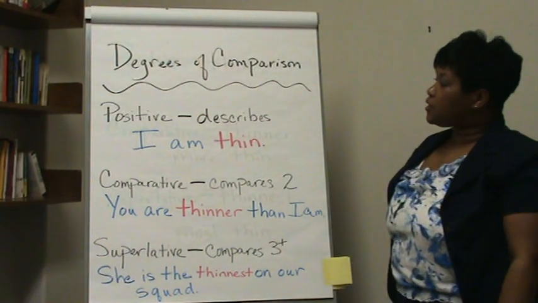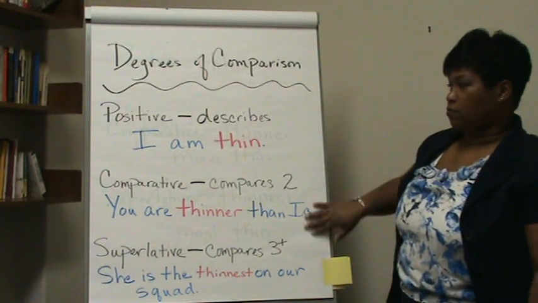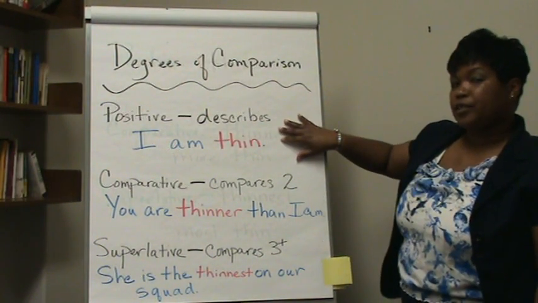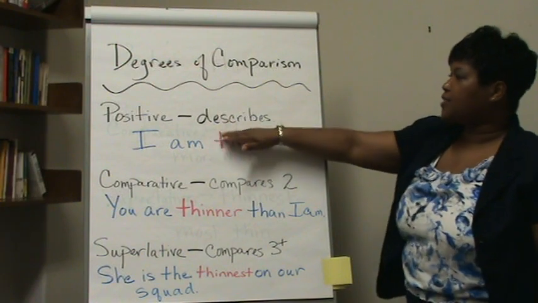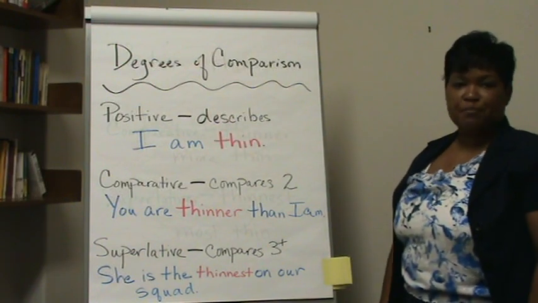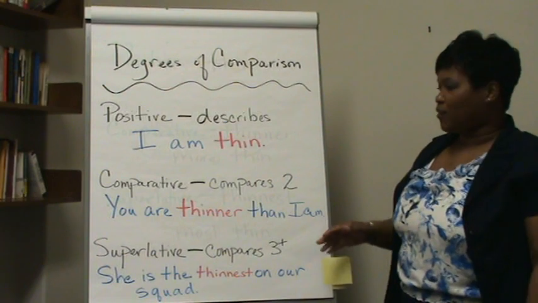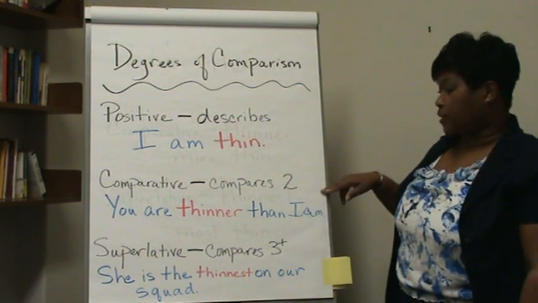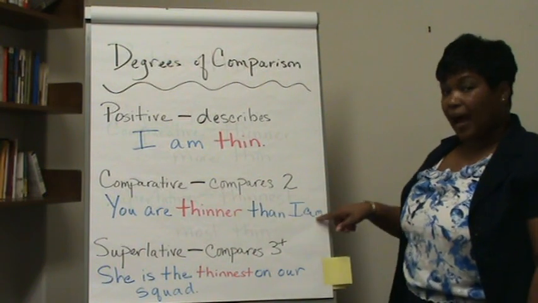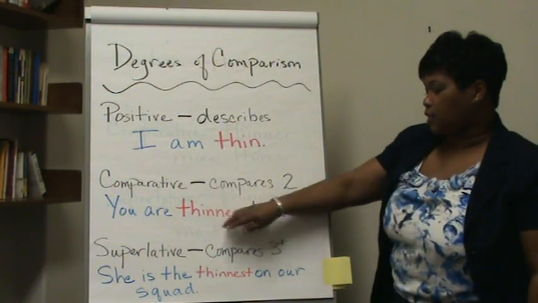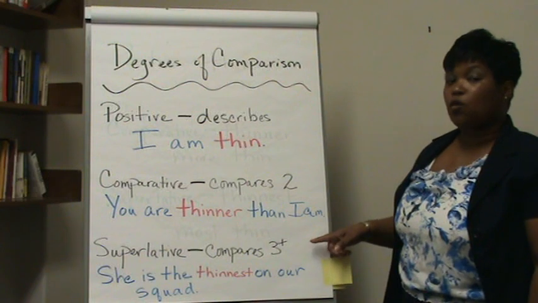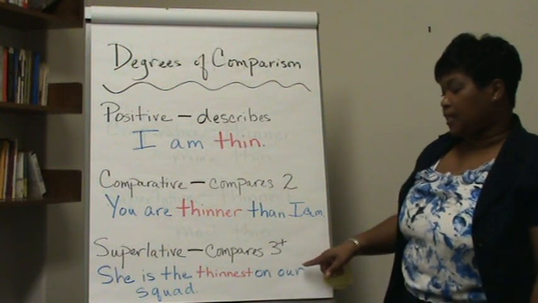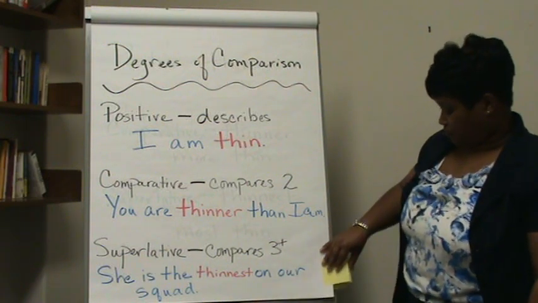With regard to degrees of comparison, you have several, but they fall in three very general categories. There's the positive degree. I am thin, right? Boy, don't I wish. The comparative, which helps us to compare two or more things. You are thinner than I am. Or the superlative, which helps you to compare three or more things. She is the thinnest on our squad.